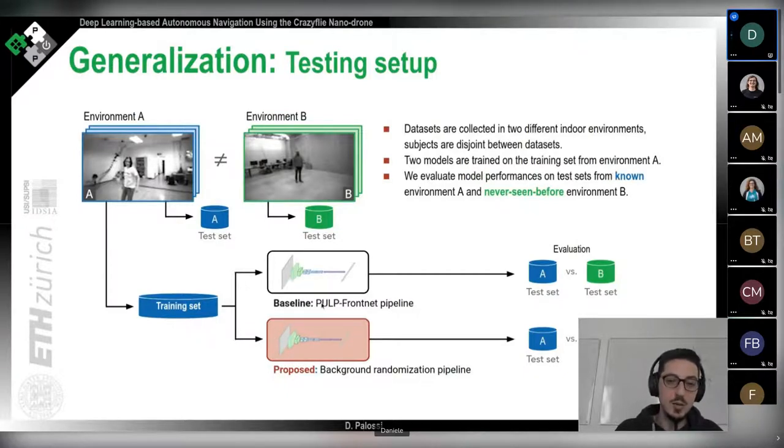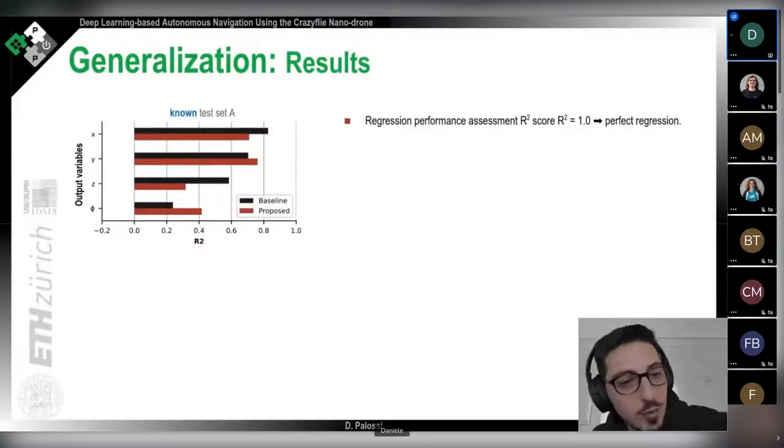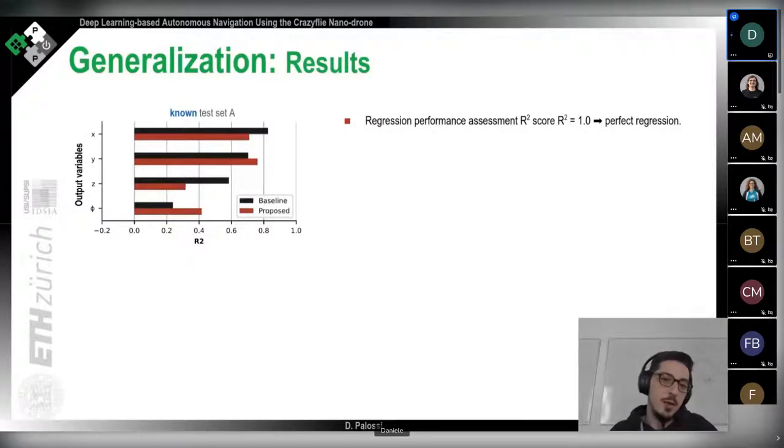So basically, we used the PULP FrontNet as before for the baseline. We trained with the background randomization that I showed you, and we compared the performance of the two models in the friendly, the blue one, the known environment, the one from the training set, and a never seen before new environment, the new lab. And here you can see once again the R square, the regression performance, of the black baseline and the red, the proposed background randomization. And you can see that in the known test set, so pictures coming from the same place of the training images, both of them are performing good.